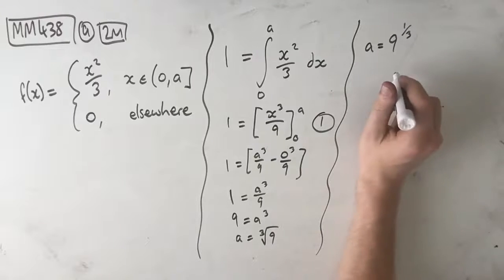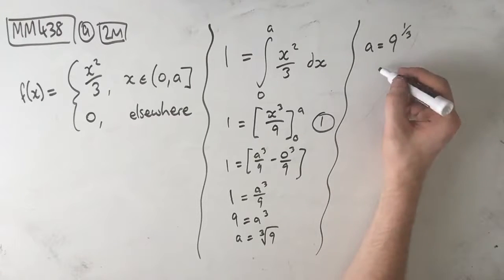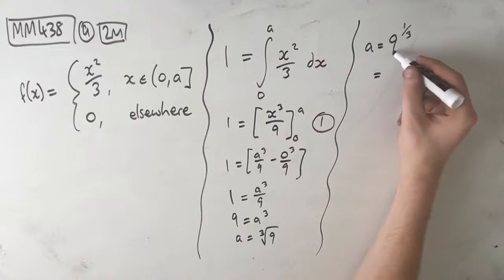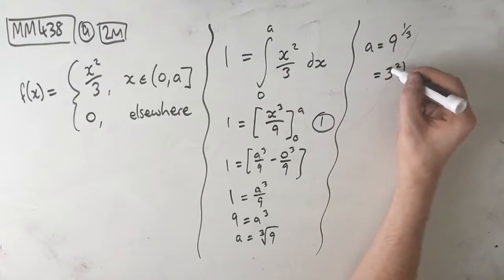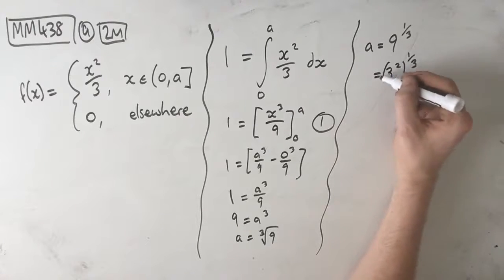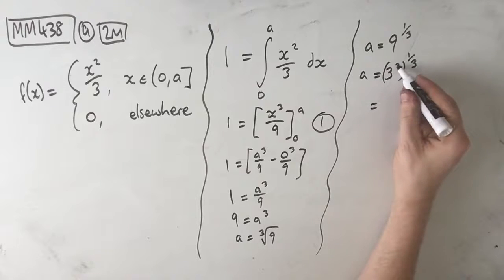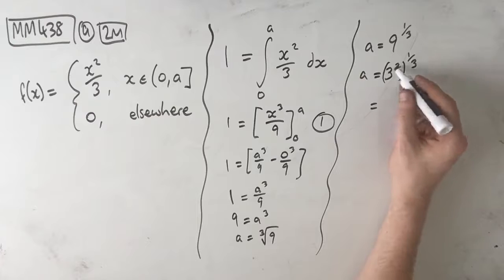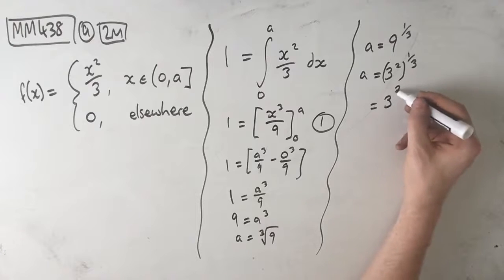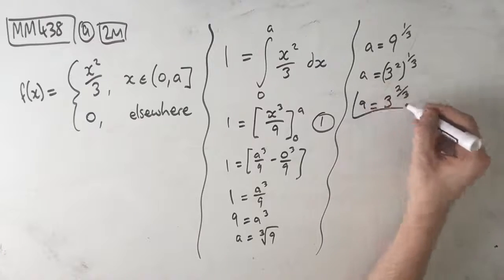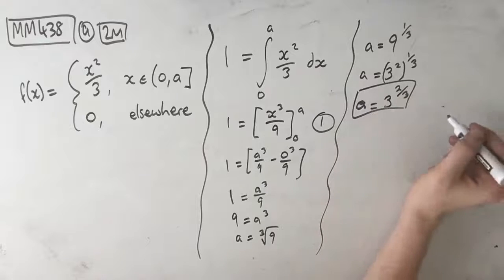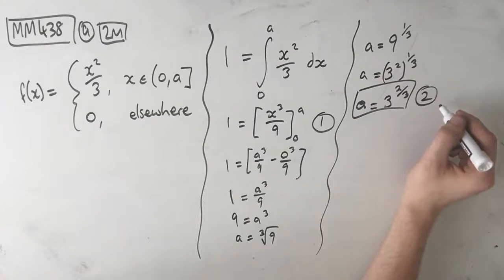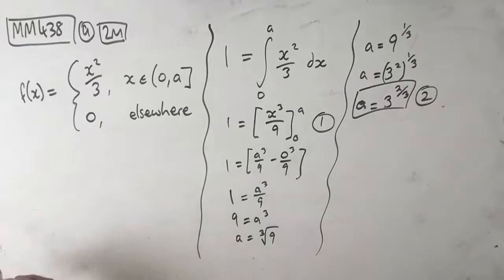But we want to answer in the form 3 to the power of b on c, which means we're going to have to get a base of 3. So 9 is the same as 3 squared. So we do that to the power of a third. And then 3 to the power of 2 to the power of a third. This 2 and this third can multiply, so we get 3 to the power of 2 over 3. And that's equal to a. That's our second and final mark for part A. Let's move on to part B.